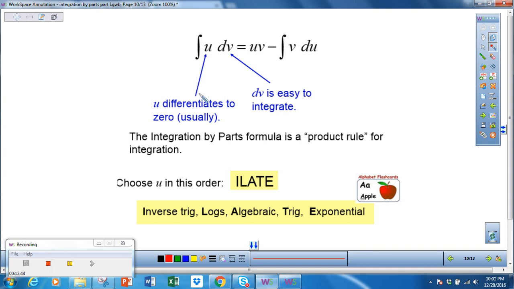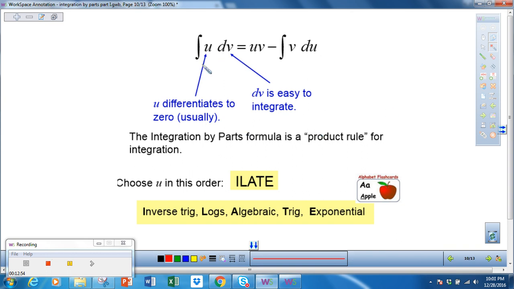The u you choose, you want to be something that differentiates easily. Generally, it will differentiate to 0, usually, not all the time. dv, on the other hand, has to be easy to integrate. So when you're looking at a problem, you have to determine which one is u and which one is dv. And then once you have that, then you have uv minus integral of v du.